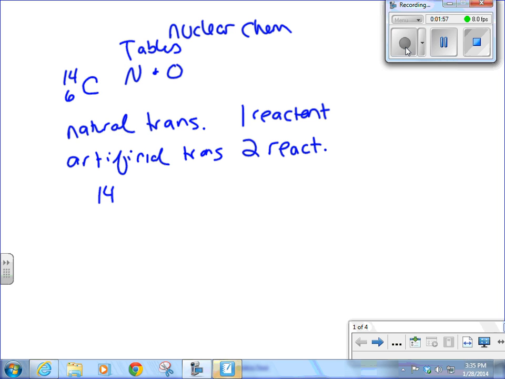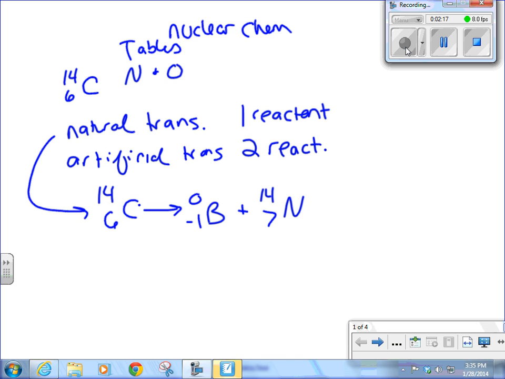So if it was carbon and it was just naturally decaying, it would look sort of like this. How do I tell what's left? Top numbers have to be equal on both sides of the equation, and bottom numbers have to be equal. Look up the symbol on your periodic table. That's natural transmutation. Bam.